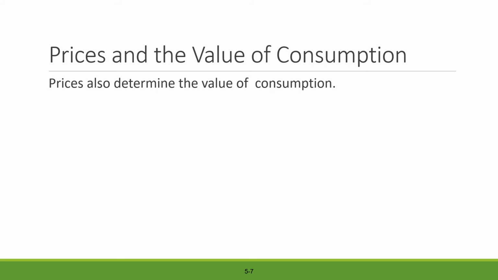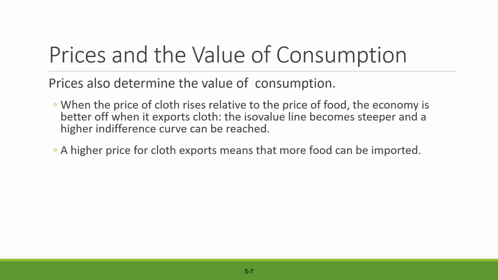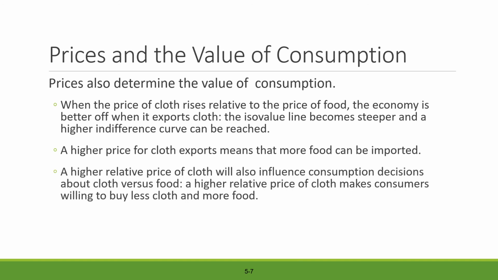Prices also determine the value of consumption, as we have discussed here. When the price of cloth rises relative to the price of food, the economy is better off when it exports clothes, and the ISO value line becomes steeper and a higher indifference curve can be reached. A higher price for cloth exports means that more food can be imported, and a higher relative price of cloth will also influence the consumption decisions about cloth versus food. A high relative price of cloth makes the consumer willing to buy less clothes and more food.